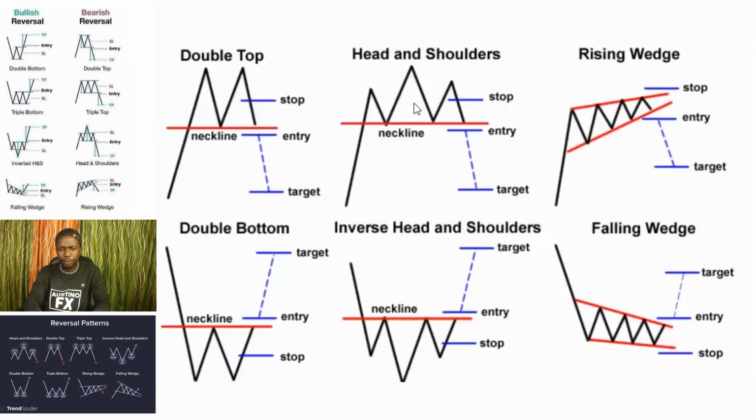So the next one we have here is what we call the head and shoulder pattern. The head and shoulder pattern consists of two shoulders and one head. That's why we call it head and shoulder pattern. So this is what we call the shoulder, this is what we call the shoulder, and this is what we call the head. So this is the left shoulder, and this is the right shoulder. And this is the head. So this makes up the what?